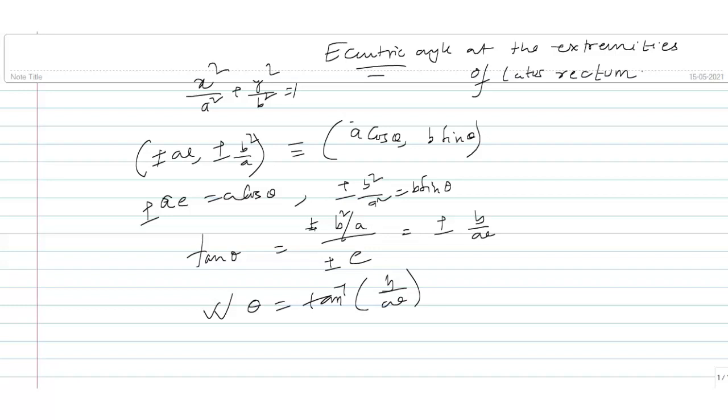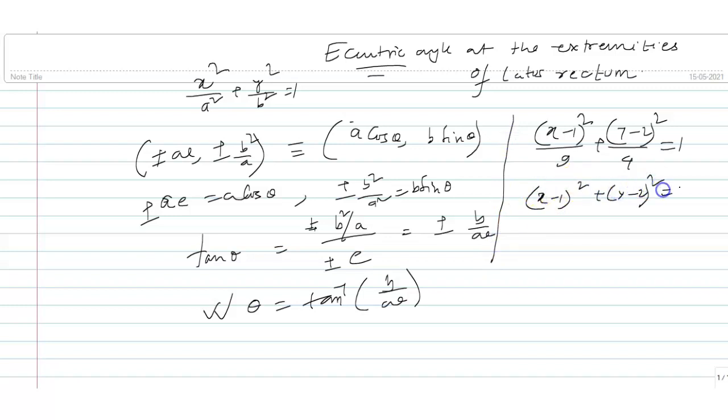Now one important tricky question: suppose you need to find the length of the common chord of the ellipse, whose equation is given like this, and the circle. The length of the common chord of the ellipse and the circle, the equation is this. You need to find the length of the common chord. Then how will you find it?